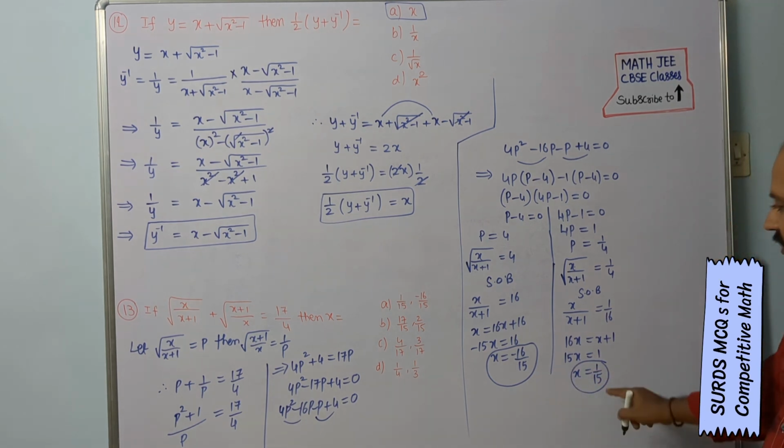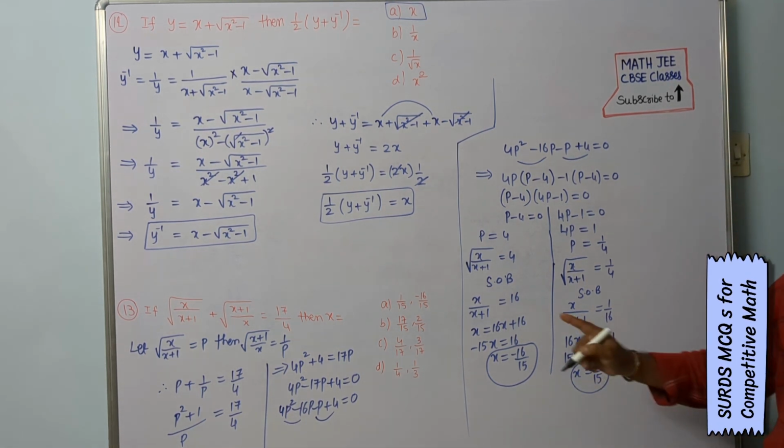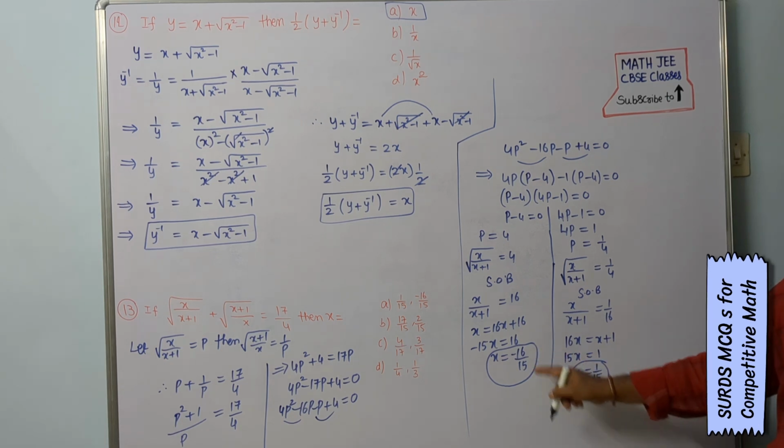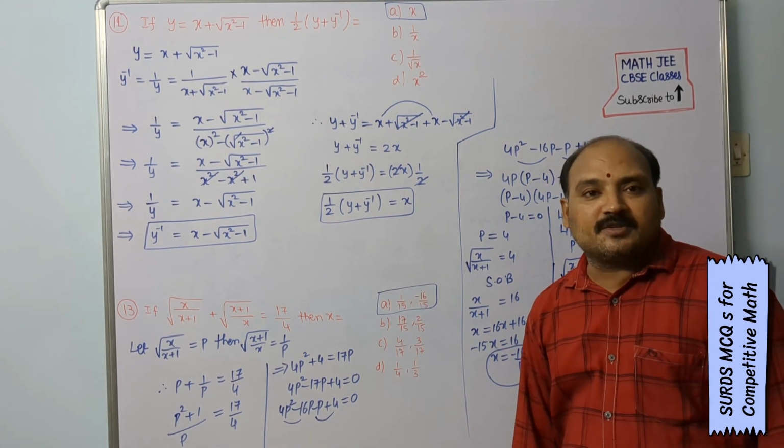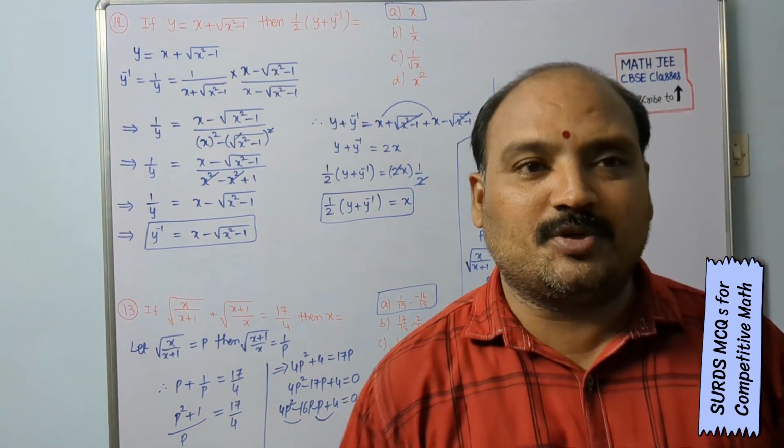So the x values for the given question are 1 by 15 and minus 16 by 15. It is there in the first option, dear students. We'll move on to another question now.